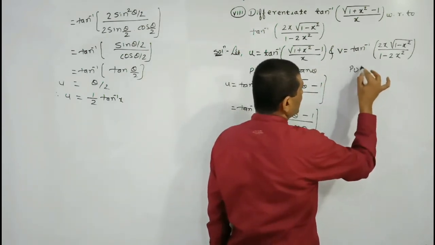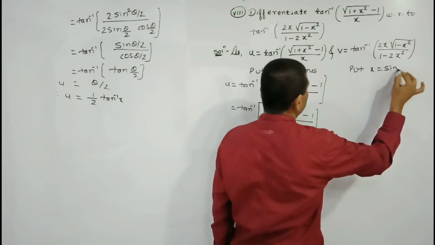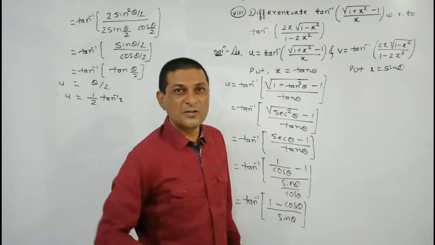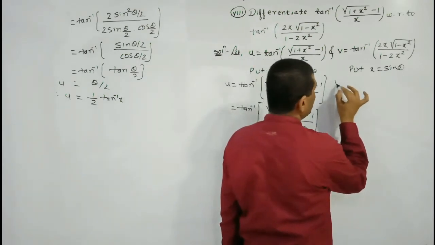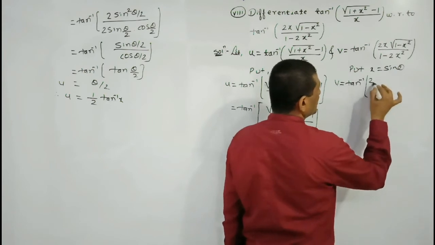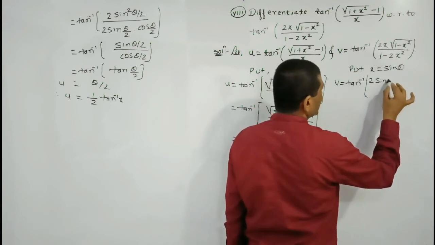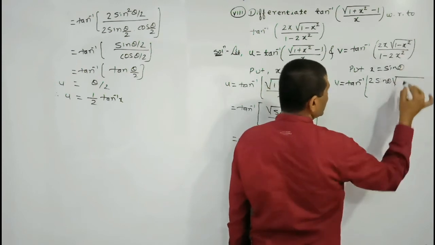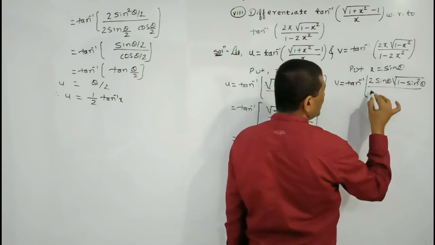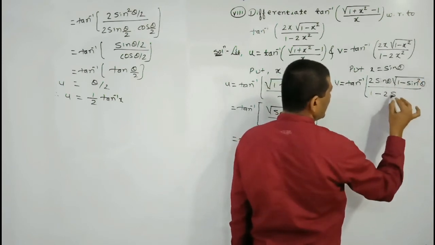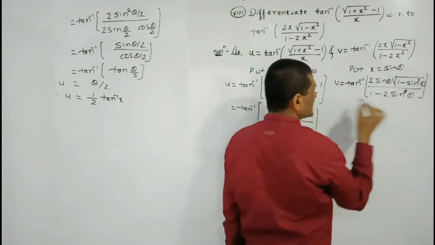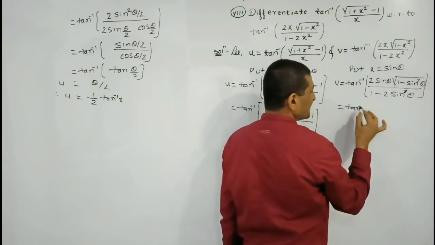Now in this second part we are substituting x is equal to sin theta. So let us see what we are getting. So here v will become tan inverse of, now observe it very carefully, 2x can be replaced by 2 sin theta, under root 1 minus x square. 1 minus x square means 1 minus sin square theta, and in the denominator 1 minus 2, again replace x by sin theta. X square means sin square theta. Just simply we have substituted the value of x is equal to sin theta.